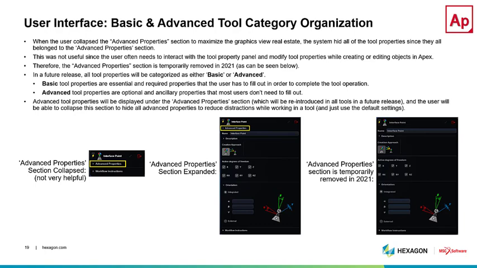Well, what we decided to do was wait for that full organization of basic and advanced to come out. In the meantime, let's just put everything on the default tool so that users don't get caught by hitting that arrow and having nothing left. So that basically just made the tool easier. You can see an example in the bottom right-hand corner, where the advanced properties section is just removed in 2021. In future versions, you're going to have a basic and an advanced properties section, but we're not going to release that until it's ready.